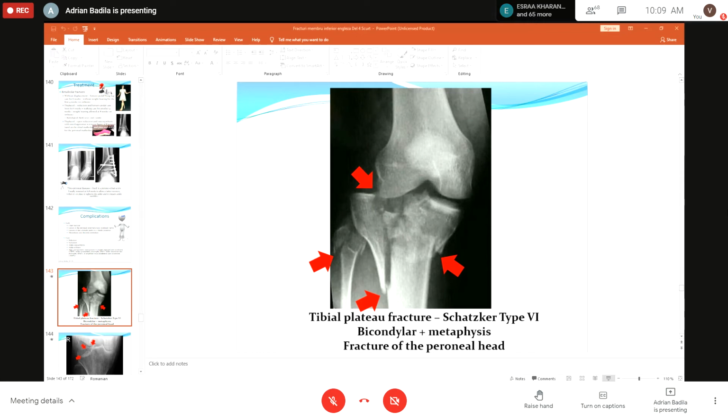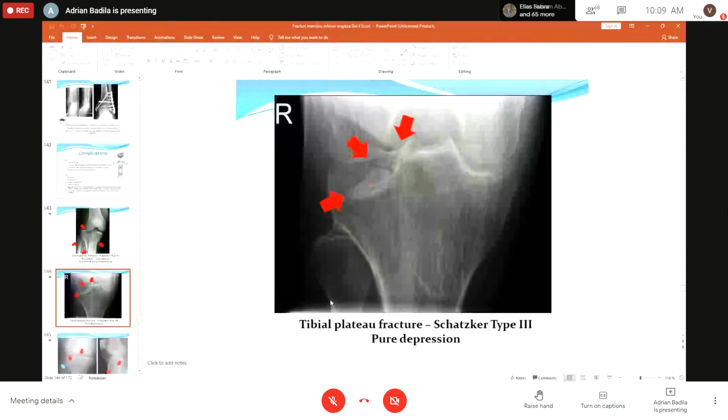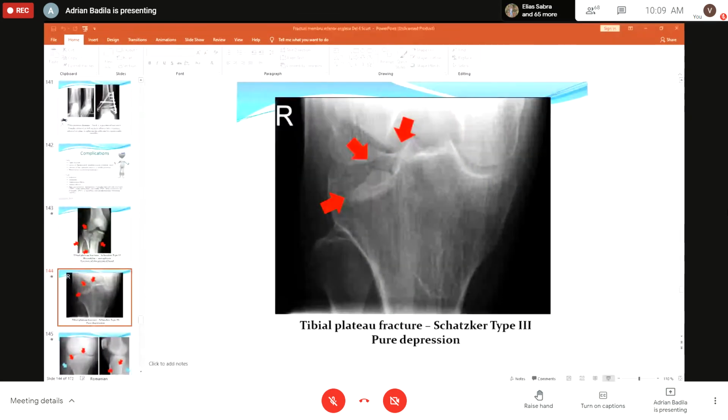Can you guess or can you see what kind of fracture we have here? I don't think you've changed the slide. Ah, okay. Oh, so we have the same problem. The problem is that when I do that, you can also see the diagnosis. You can see the image right now? Yes. Okay. Maybe a guess?